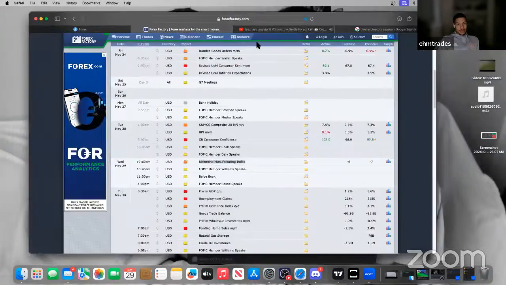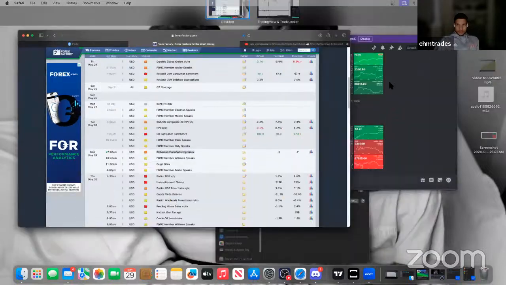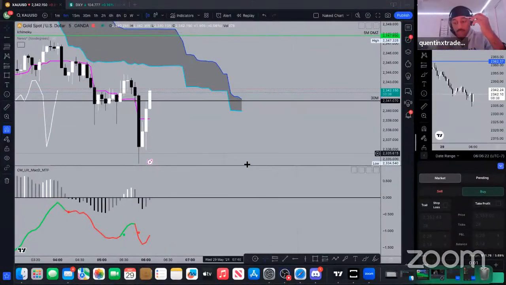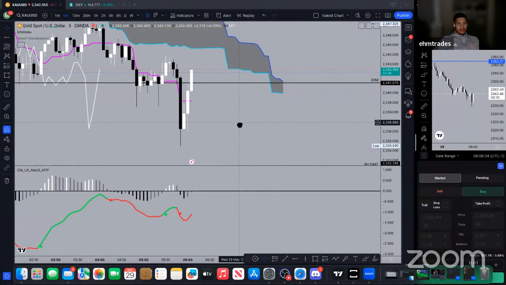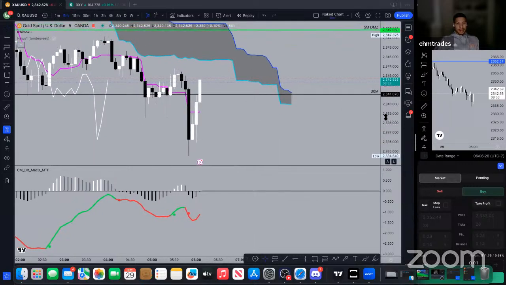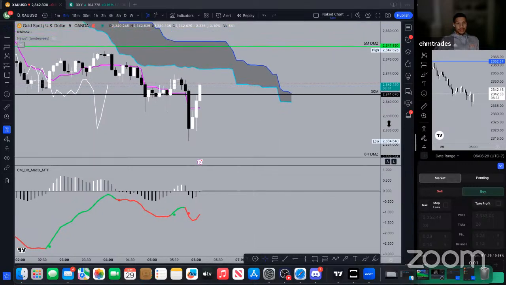Can easily maneuver to my Safari. All right, so everything is good. Price just corrected that entire bearish move right there.